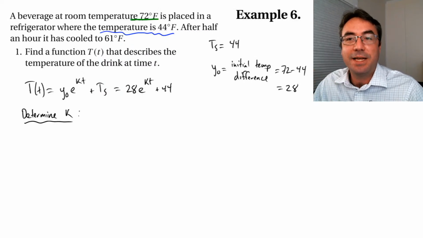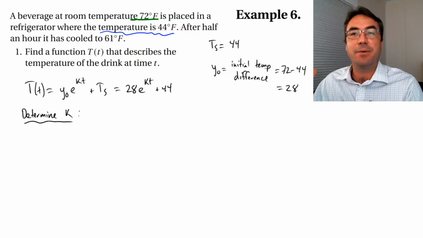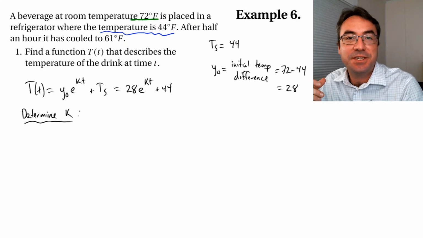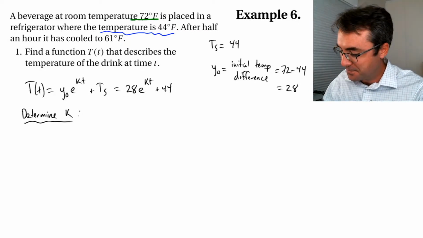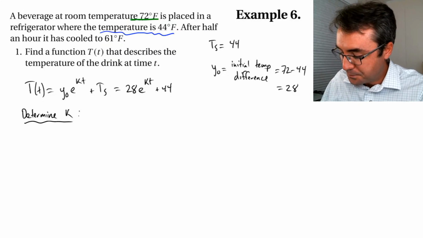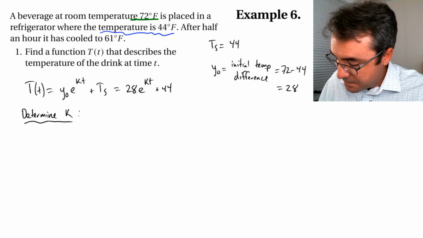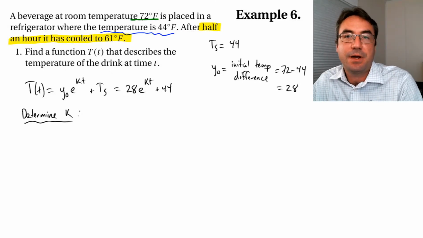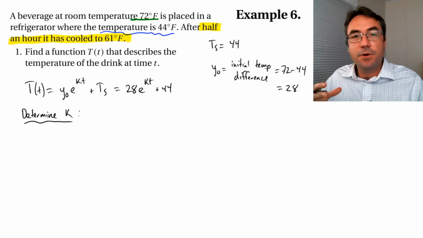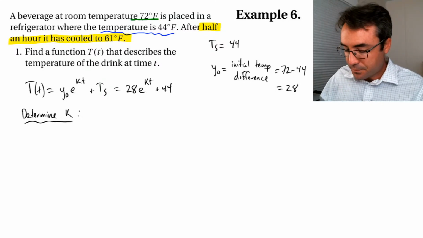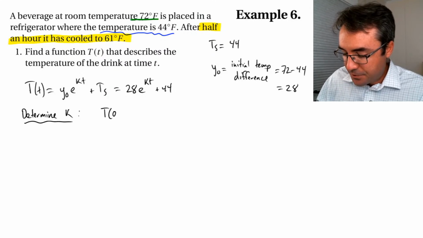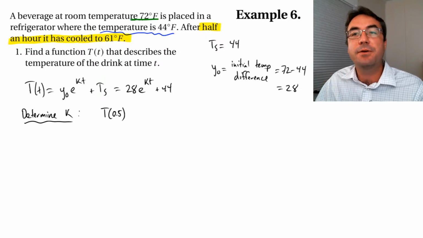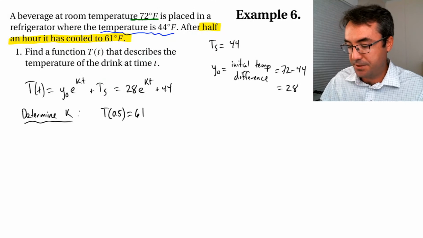All right, so let's use our other data point that we have. We know that after half an hour, it's cooled down to 61 degrees Fahrenheit. That's our one other data point, and we're going to use that to figure out K. First, let's convert that into a nice equation. That says after half an hour, so T of 0.5, the temperature of our drink is 61 degrees.